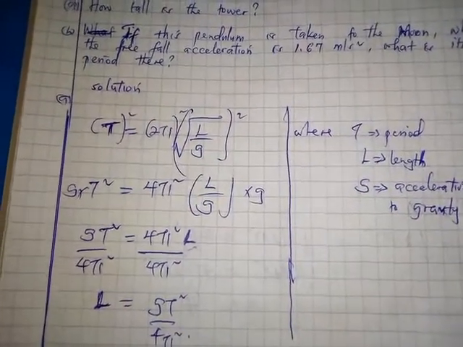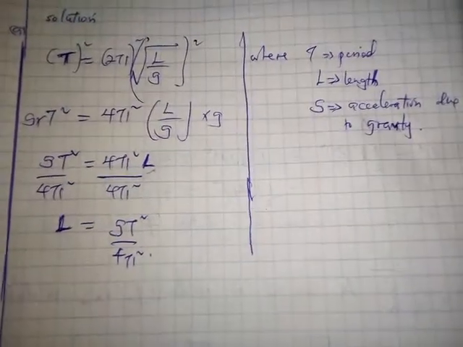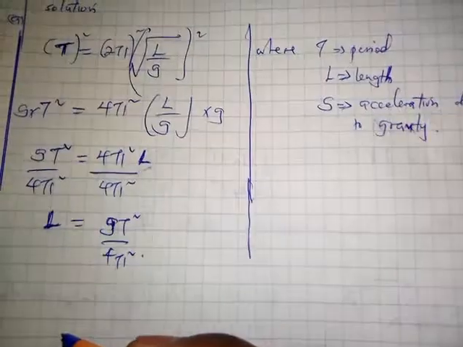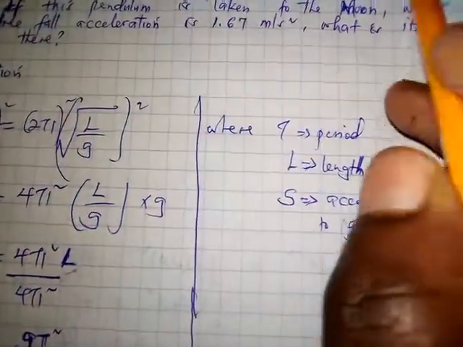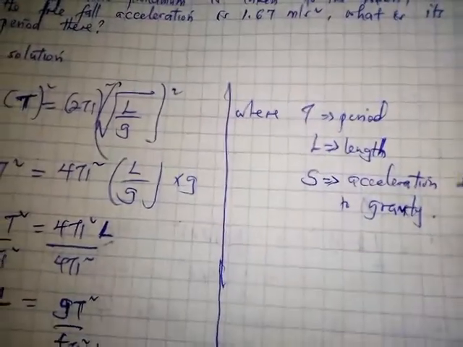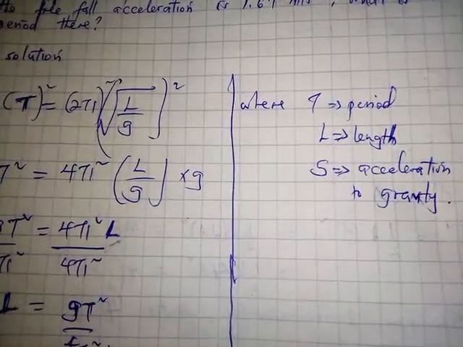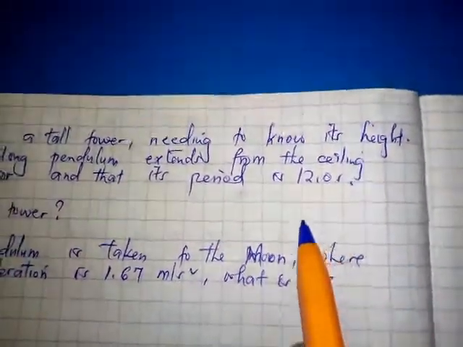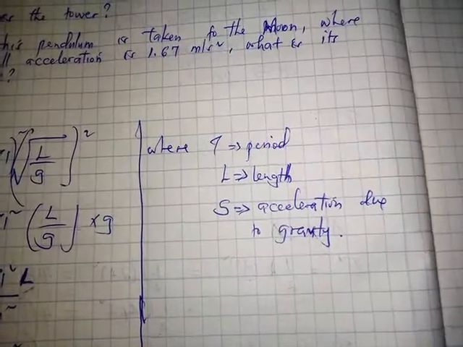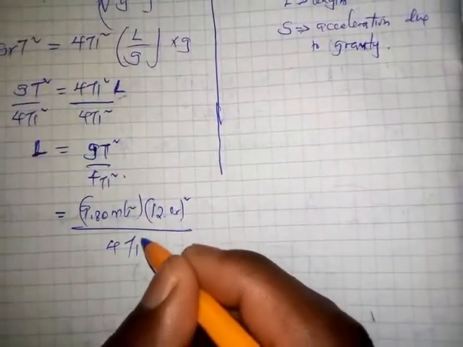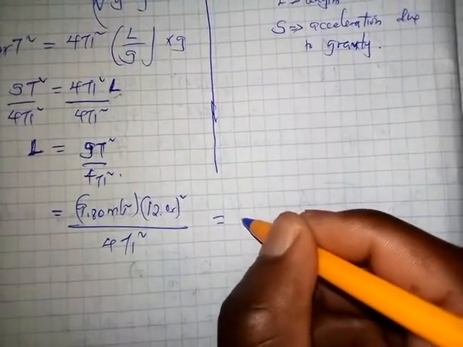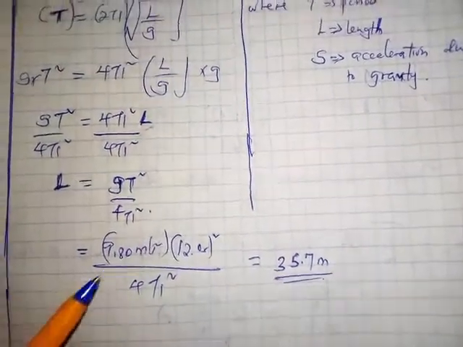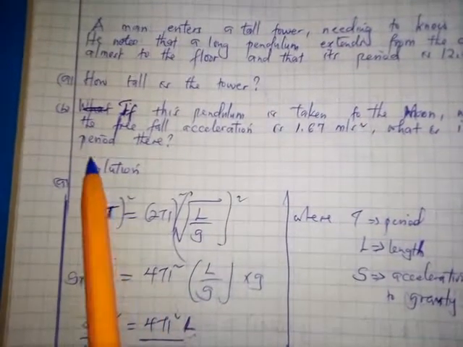After that we just do substitution. The gravitational acceleration on Earth is approximately 9.8 meters per second squared. The period you have been given as 12.0 seconds. Then we substitute. So g is 9.80 meters per second squared times T squared, 12.0 seconds squared, over 4π², which gives us 35.7 meters. For A we are done.